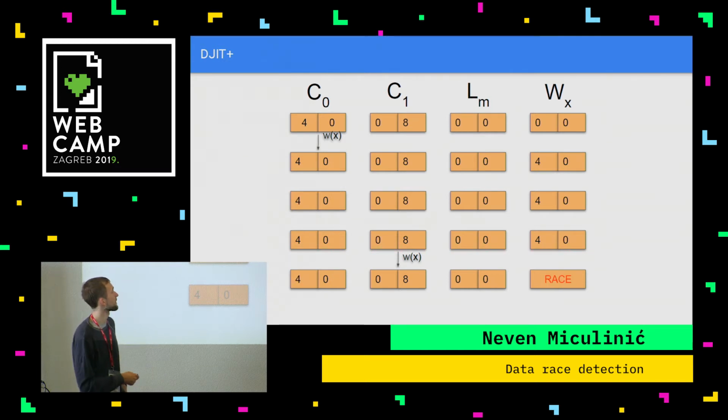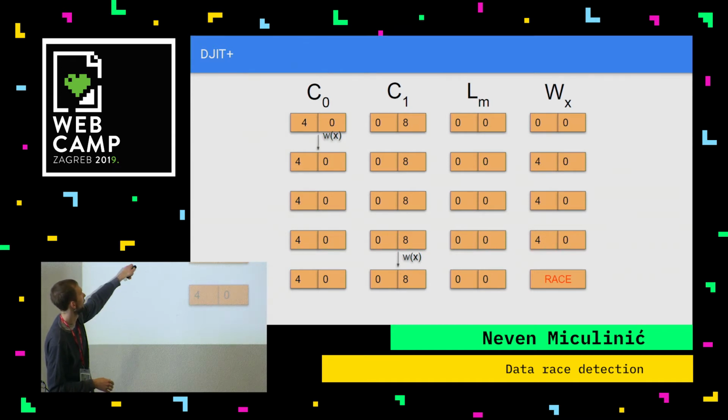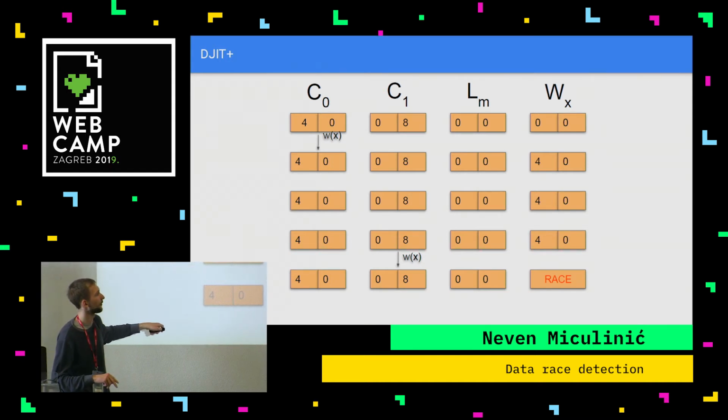Another example, without these synchronization primitives, we have two writes which have different vector clocks which are not comparable, so there's no happens-before relation between them, and therefore you have a data race found.